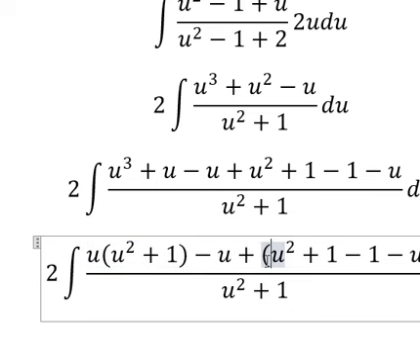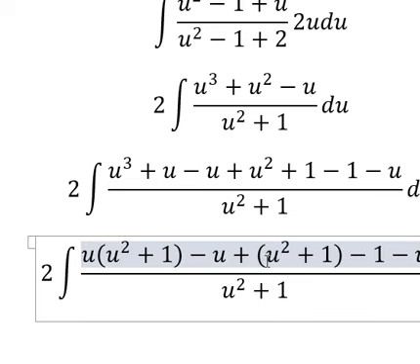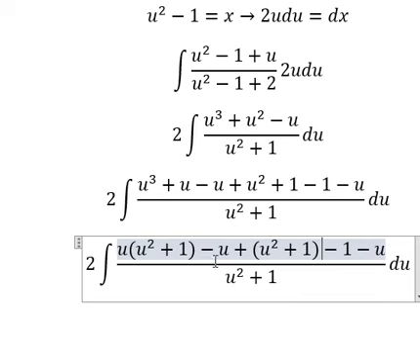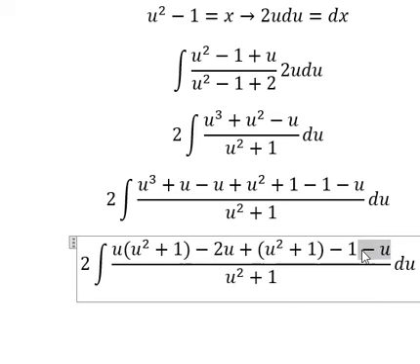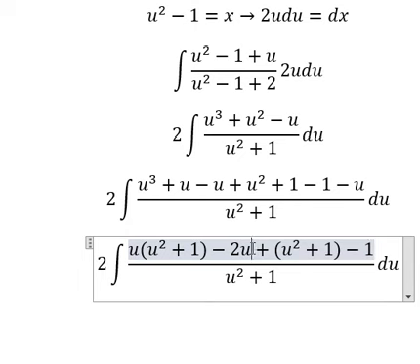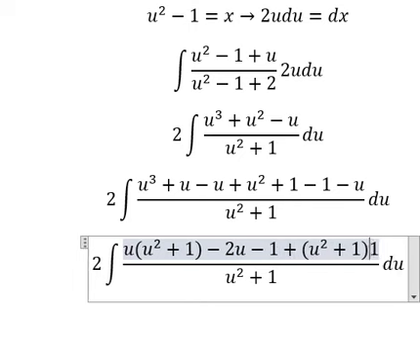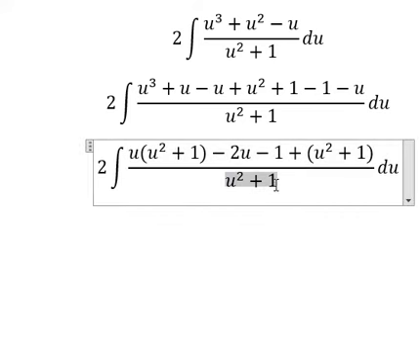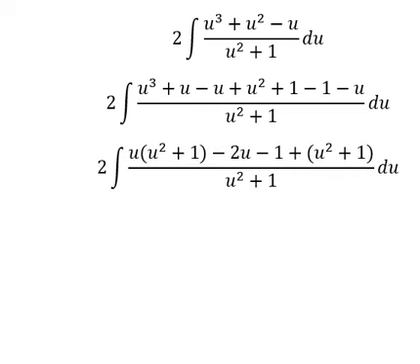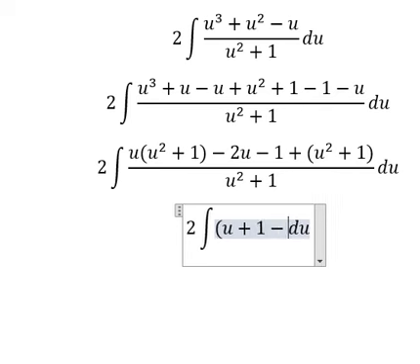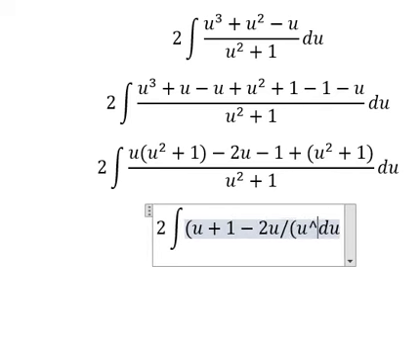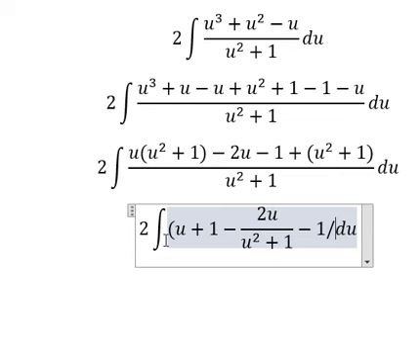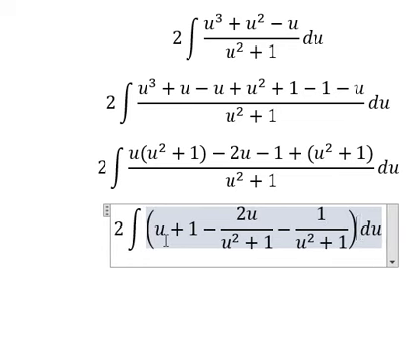This one similar. Negative u, we have negative 2u. Minus 1 we put in here. And now we have this one divided by this one, and this one divided by this one. So we have u plus 1 minus 2u over u squared plus 1 minus 1 over u squared plus 1.